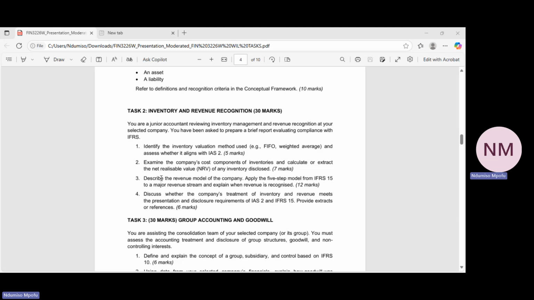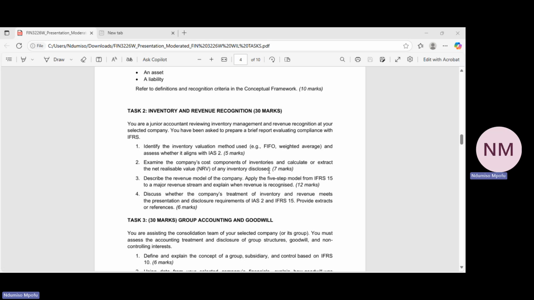Then 2 is saying examine the company's cost components of inventories and calculate or extract the net realizable value of any inventory disclosed. Most of the time you are not going to be able to calculate using the information presented in the financial statements, because information presented in financial statements is not really a question.